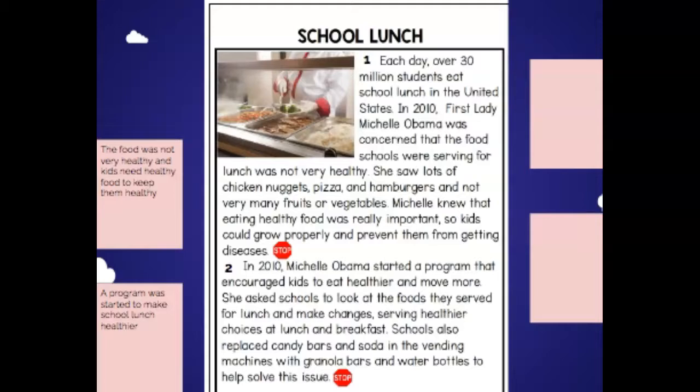So let's think. In paragraph 1, it presents us with a problem. The problem is that she thought that the school lunch was very unhealthy. In paragraph 2, she gave us ways she could solve it. She started a program that encouraged schools to pick healthier choices, such as fruits and vegetables, over the non-healthy choices, such as candy bars or sodas.